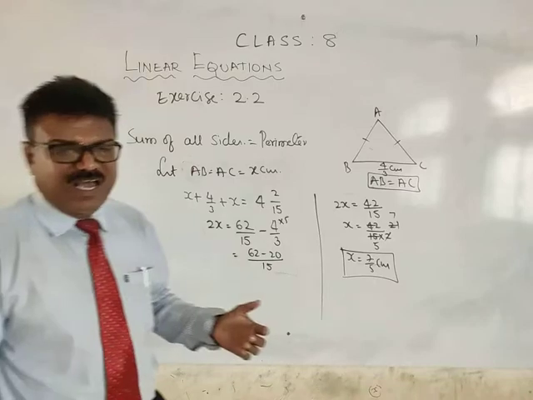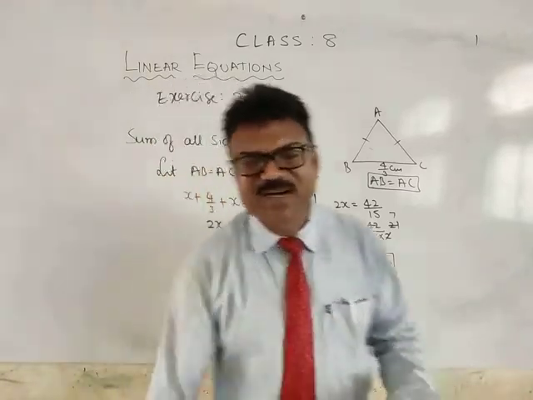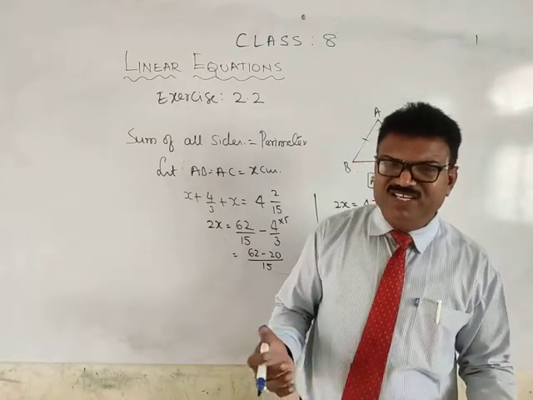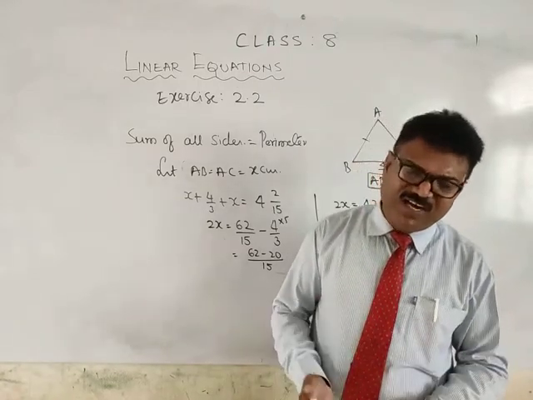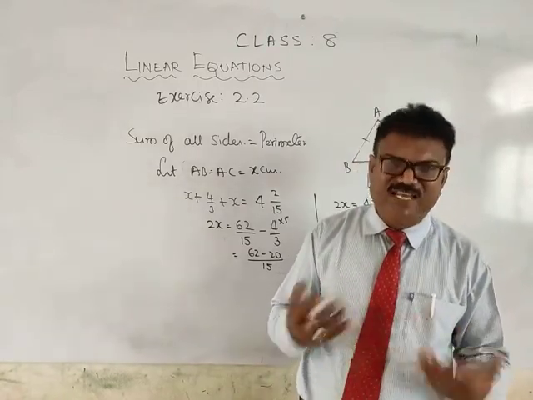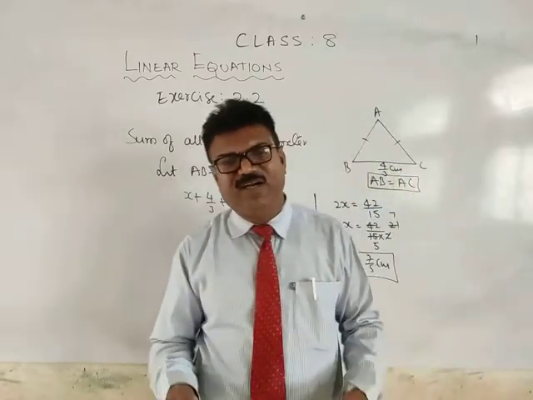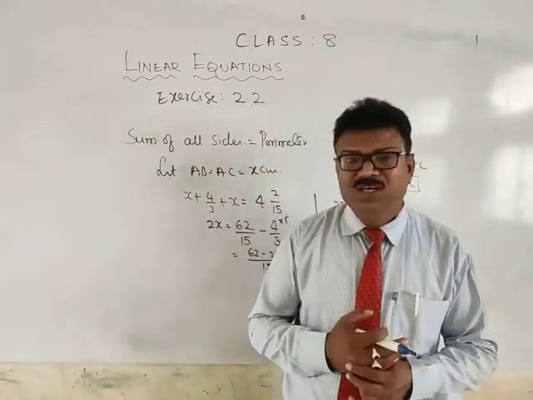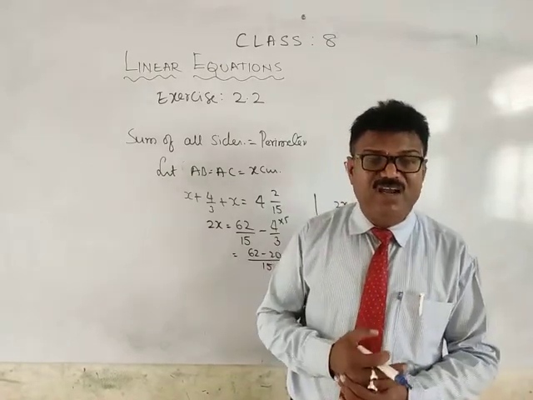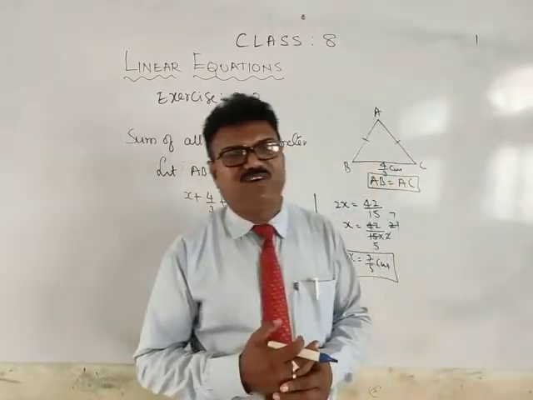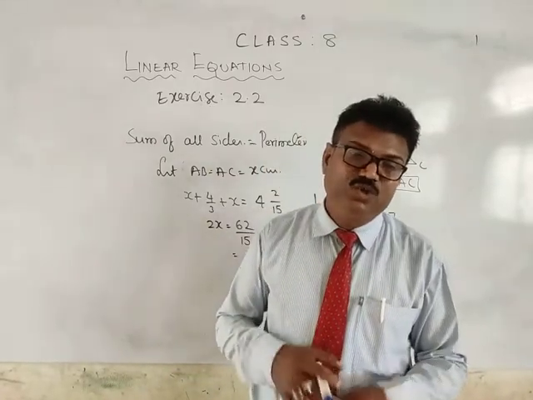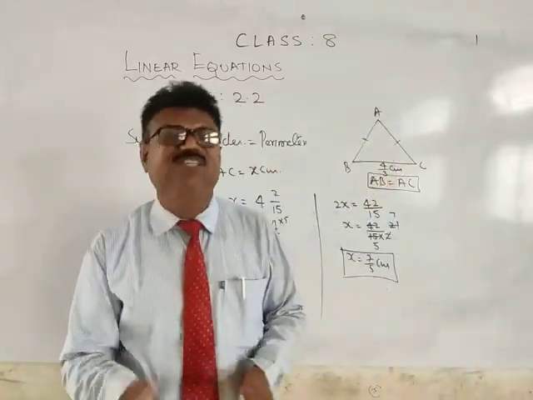Now see, I already told you the perimeter is nothing but the sum of all the sides. Whether it is isosceles, equilateral, or scalene. Scalene triangle means AB plus BC plus AC. If you take an equilateral triangle, all sides will be the same, therefore 3 into side. Isosceles triangle means the sum of two sides plus the third side.